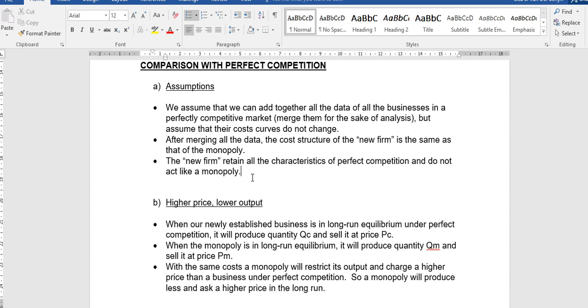So you must remember, for the perfect market, its long run equilibrium position is for the individual producer to make a normal profit. And for the monopoly, our assumption is in the long run, they will be making an economic profit. So that is how we are going to be drawing the graphs.